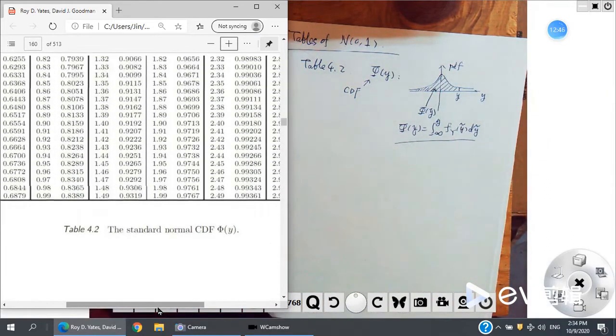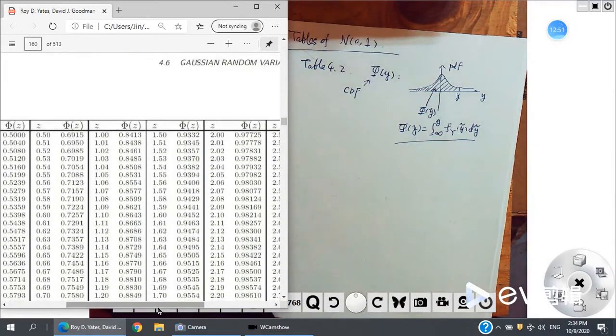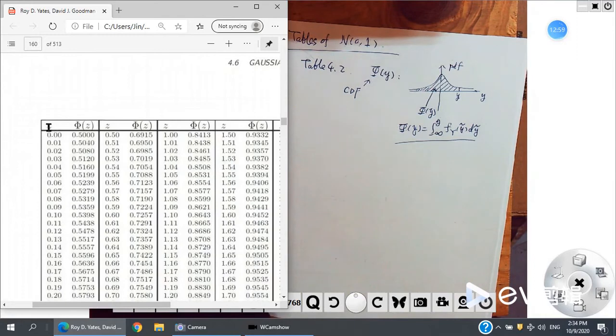So this table, the first table, gives us that. And you can see the table contains several columns, each with two columns: one is z, one is phi of z. In the name of the table, the textbook uses phi of y. Here it uses phi of z. Doesn't matter. It is phi. So this z is the same as that y. Here z runs from 0, then larger, right?